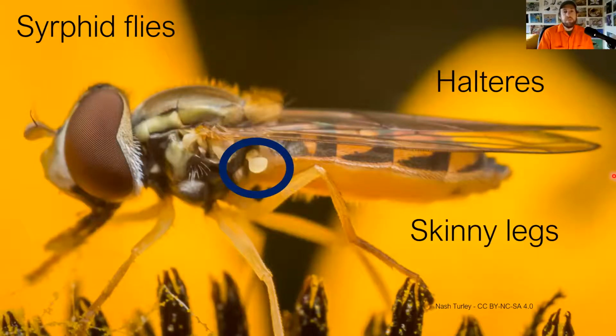The other thing about syrphid flies is they tend to have really skinny legs. Some bees have pretty skinny legs as well, but a lot of bees have quite thick ones. Remember, we talked about bees being chunky and thick. Syrphids are more dainty and soft and have these skinny legs.